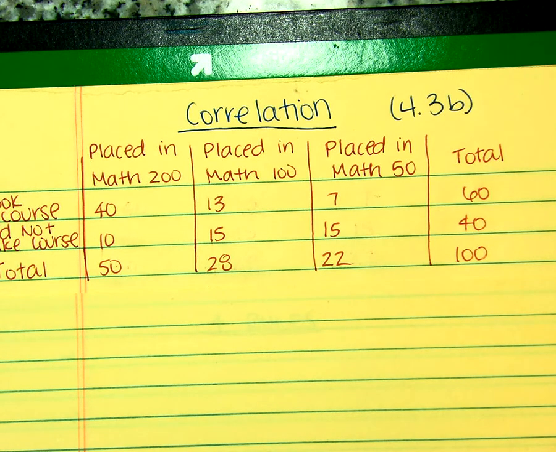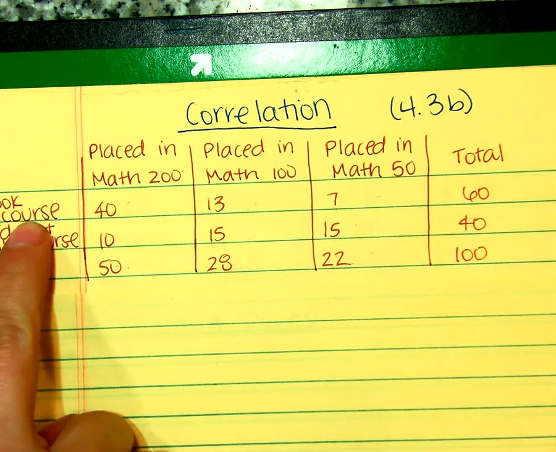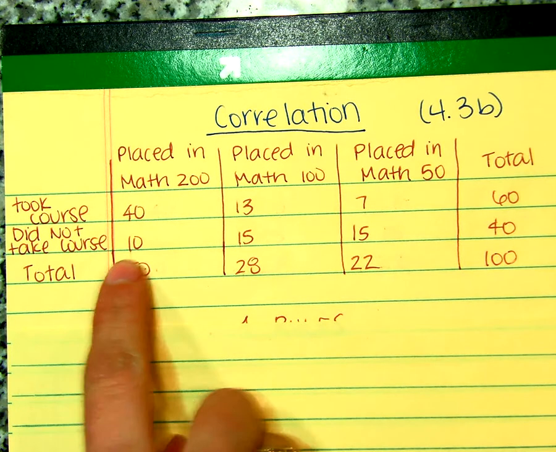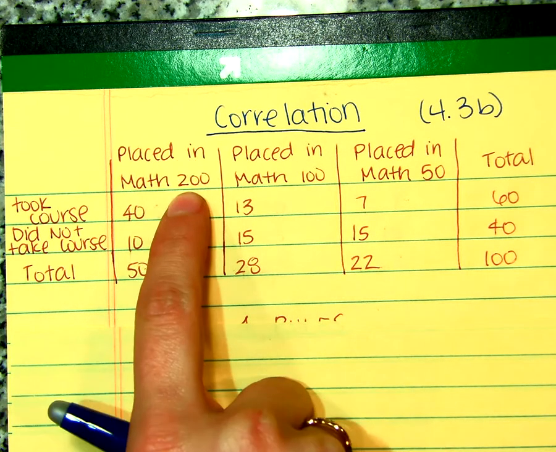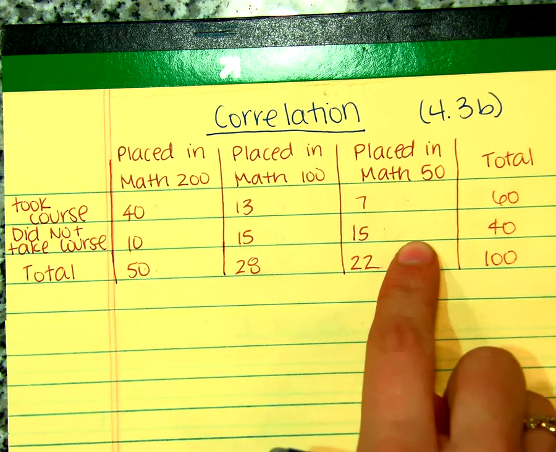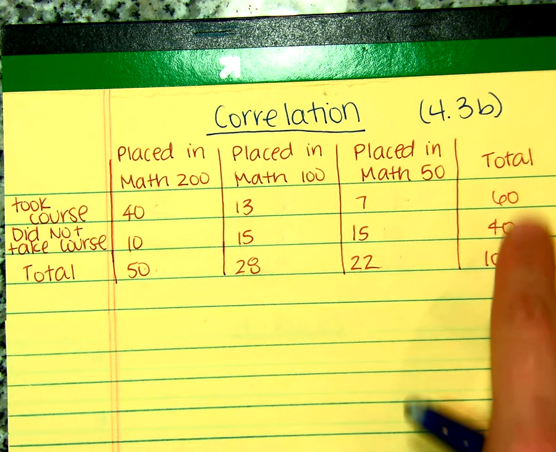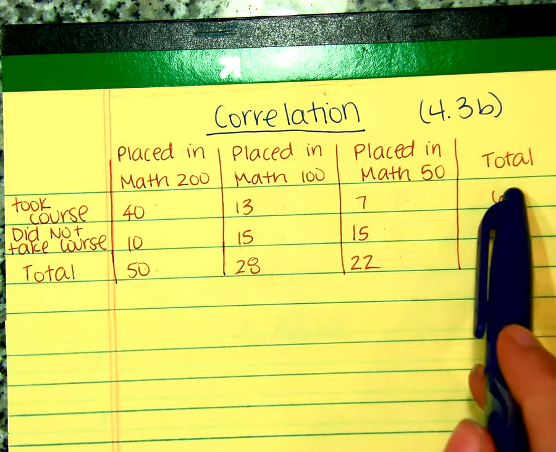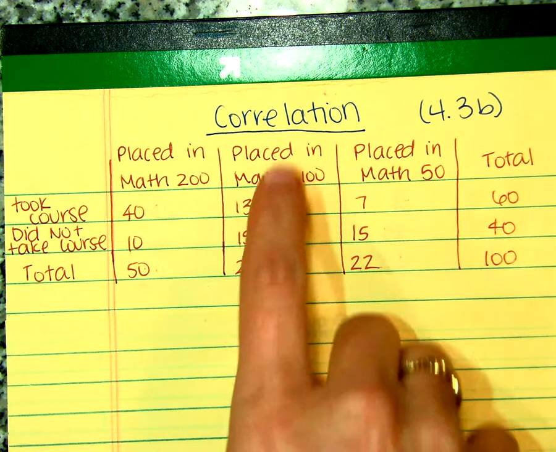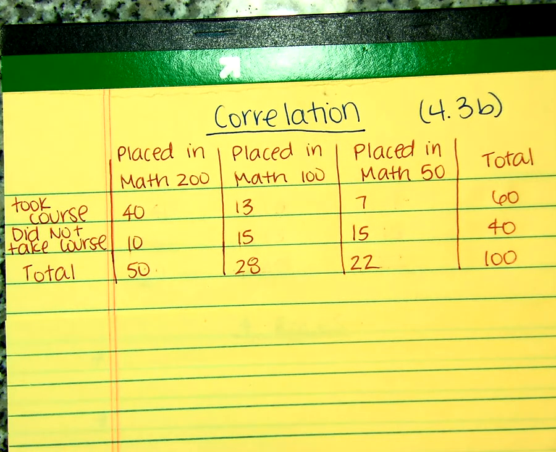Students were given the opportunity to prepare for a college placement test in math by taking a review course. So over here on the left, we have two categories. We have they took the course or they did not take the course. And based off of that, we have information saying that they were placed in the highest level math, 200. This is the hardest. A middle level math, which is math 100. And then placed in the lower level math, 50. And then the total out of how many people took the course and how many people did not take the course.